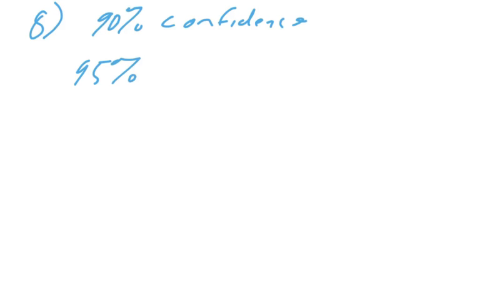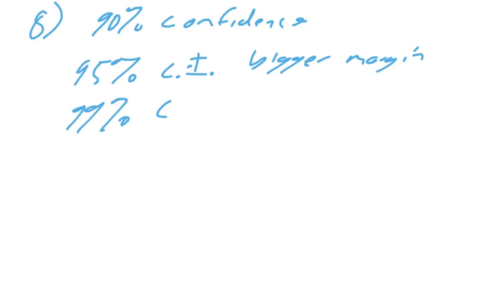In problem number 8, we talked about this 90% confidence interval. If you go up to a 95% confidence interval, I'll just call it CI for short, you get a bigger margin. And if you go up to a 99% CI, you get an even bigger margin.